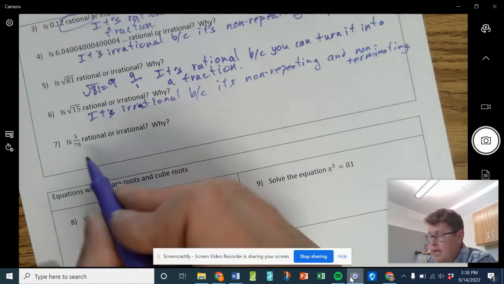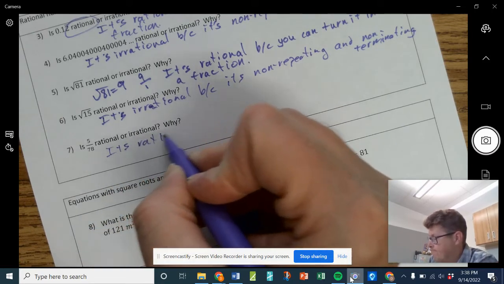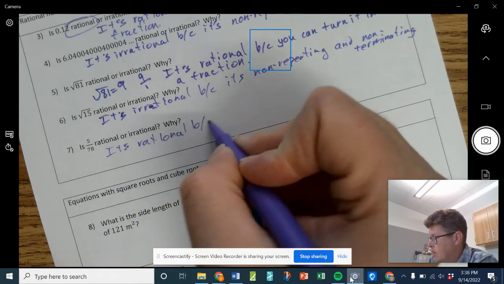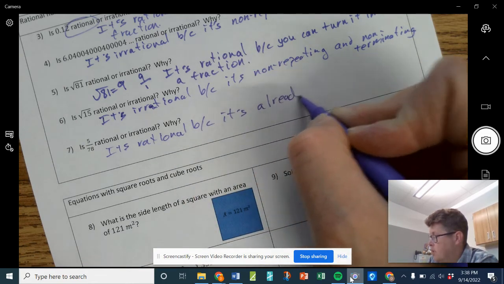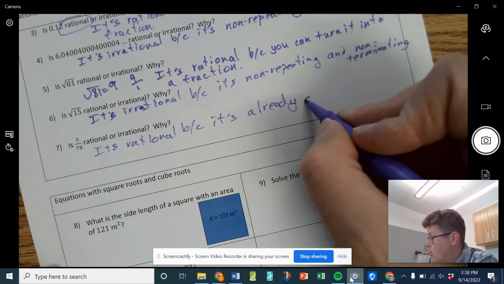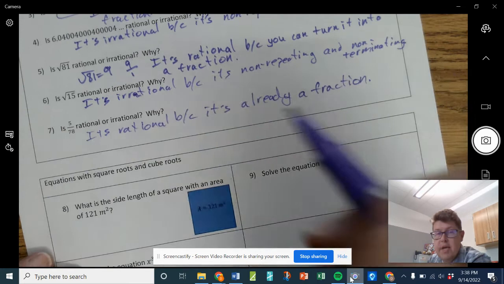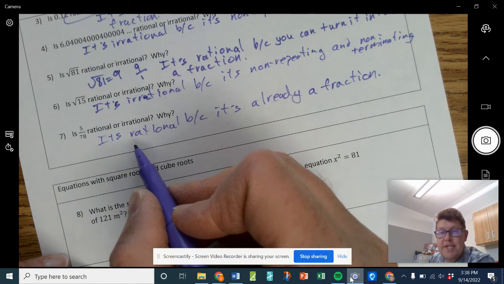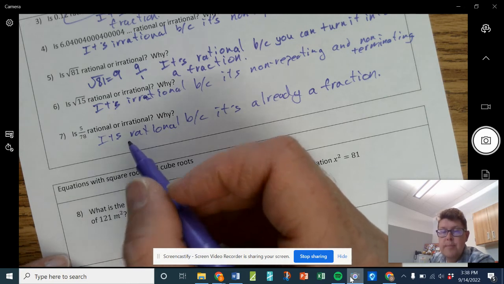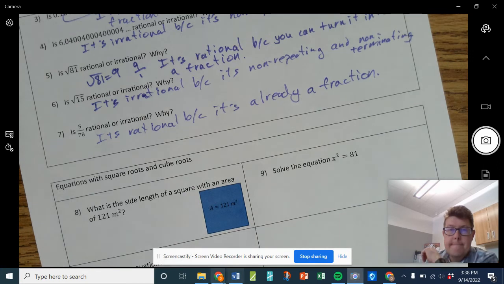Okay, all right. Is this rational or irrational? It's rational because it's already a fraction. And the definition of a rational number is that you can turn it into a fraction or it's already a fraction. All right, so since this is already a fraction, boom, it's rational. Okay. Rational, the base word or the root word is ratio, and a ratio is just a fraction, comparing one number to another number, or dividing one number by another number. Okay, there you go.